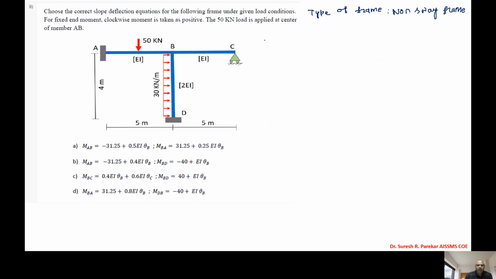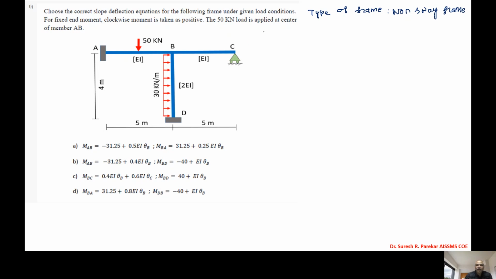Now, what do we have to find? We have to find, for the given frame and load condition, the fixed end moments, where clockwise moment is taken as positive. The 50 kilonewton load is applied at the center of AB, and we have to check MAB and MBA.